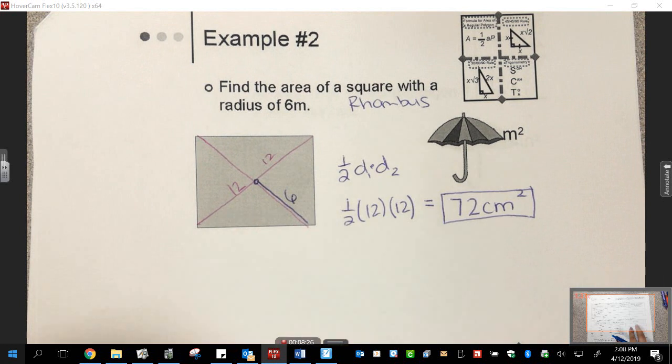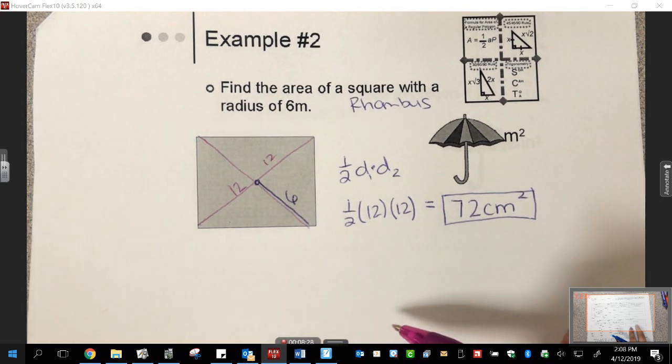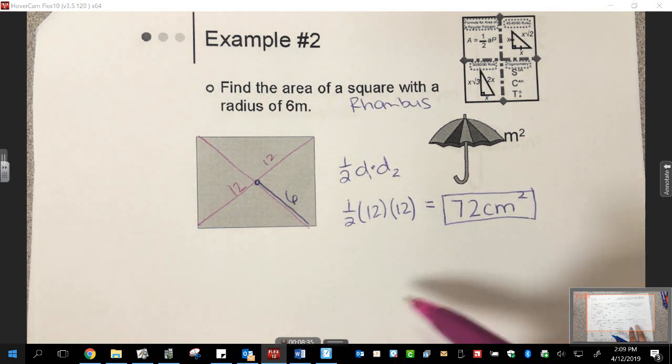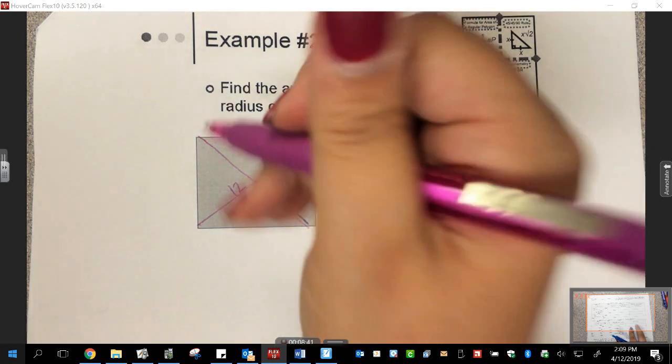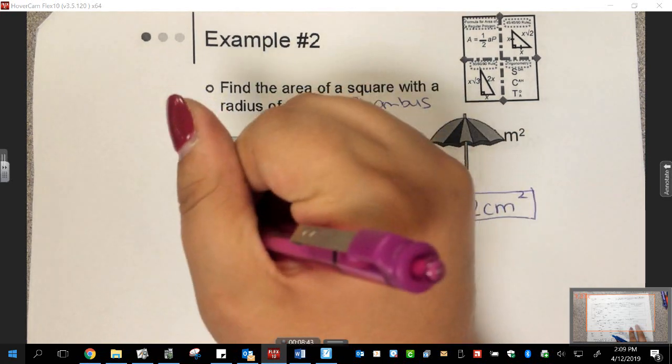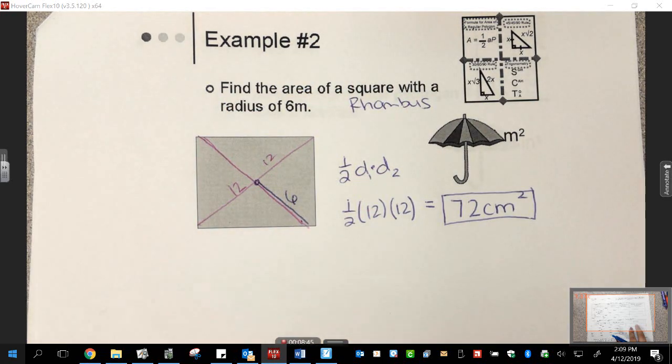I'm showing you this because really the 1/2 apothem times perimeter is never the way to go with a square. You would have to do radicals, you'd have to do your 45, 45, 90 rules. It makes it super complicated. This is way easier. The whole line is 12, and the whole line is 12. You're right, though. Each individual one is 6.